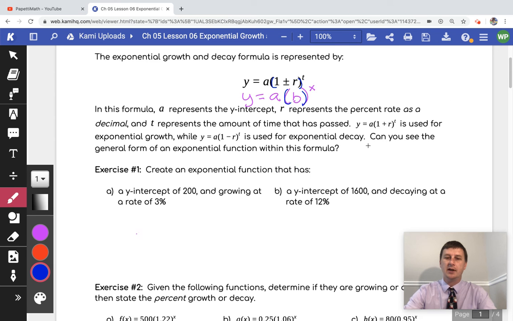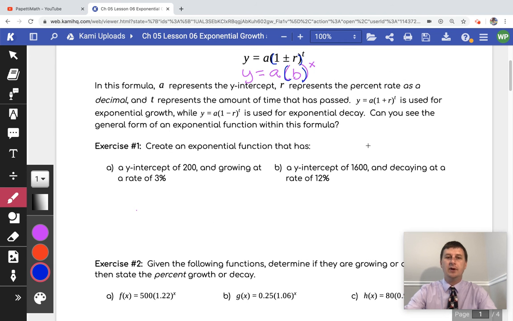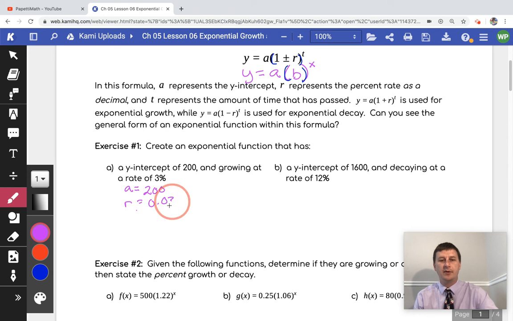In exercise number 1, it says create an exponential function that has a y-intercept of 200 and is growing at a rate of 3%. So we're just going to fill in the information that we do know. We know the y-intercept, so that's our a value, 200, and a rate of 3% growing, so our r value is 0.03. And if it's growing, we're going to use the one where we add r to it.